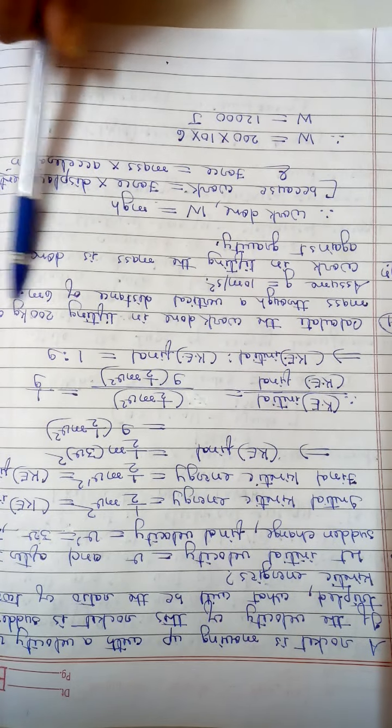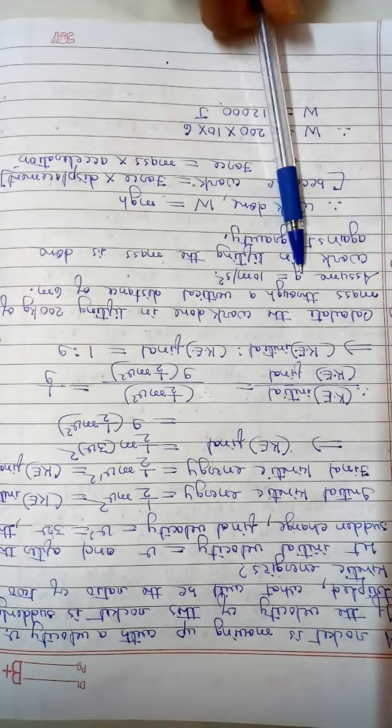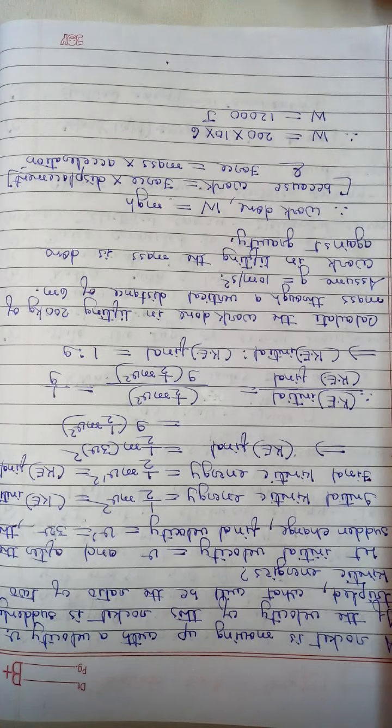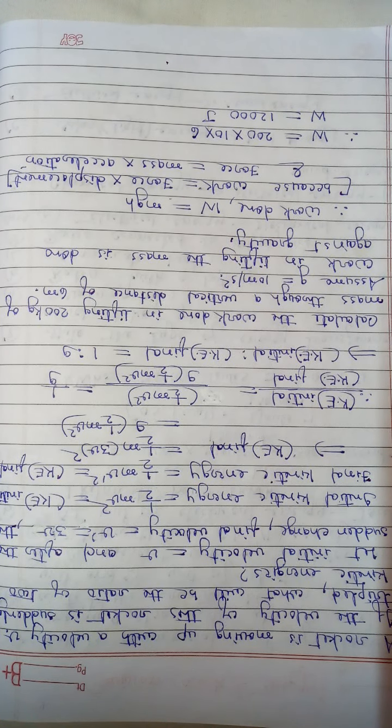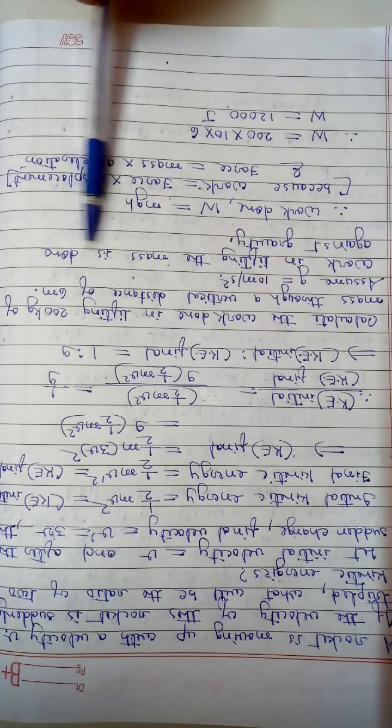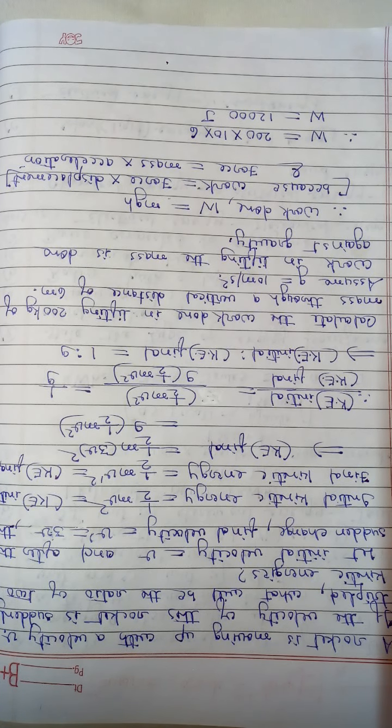Calculate the work done in lifting 200 kg of mass through a vertical distance of 6 meter. Here we have to assume small g, that is acceleration due to gravity, is 10 meter per second square. Now work in lifting the mass is done against gravity.